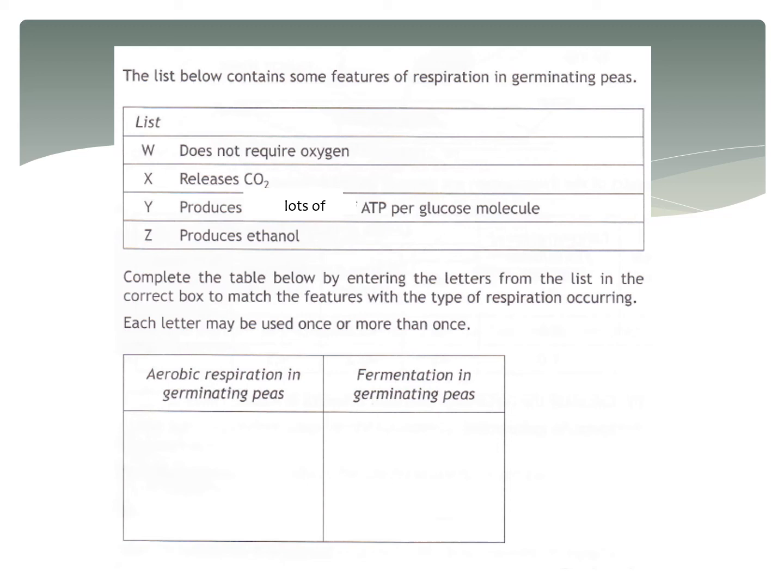For fermentation in germinating peas, we know it does not require oxygen, so it's going to be W. We know it releases carbon dioxide, so it's going to be X. It does not produce lots of ATP per glucose molecule, but it does produce ethanol, so it's going to be Z. So we should have X and Y for aerobic respiration, and we should have had W, Z, and X for your fermentation.